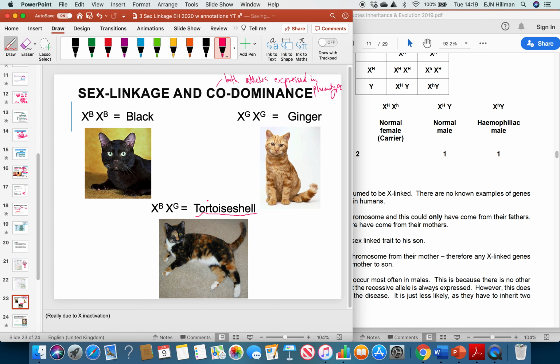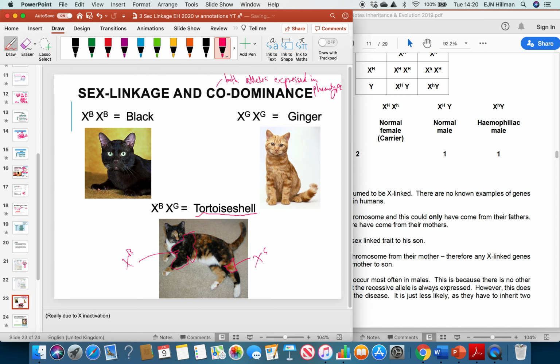Now, actually, there's a little bit more to it than this. There is a phenomenon called Barr bodies. You can look it up if you want. If you have a look at a tortoiseshell cat, you can see this part of the cat is black. So in that part of the cat, the black allele is expressed. In this part of the cat, it's ginger. Here, the ginger allele is expressed. Here, the black allele. And the reason for that is very early on in development.